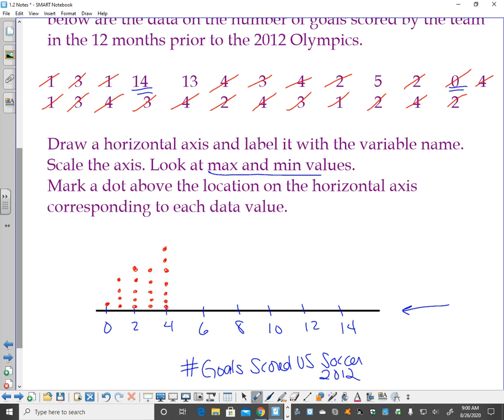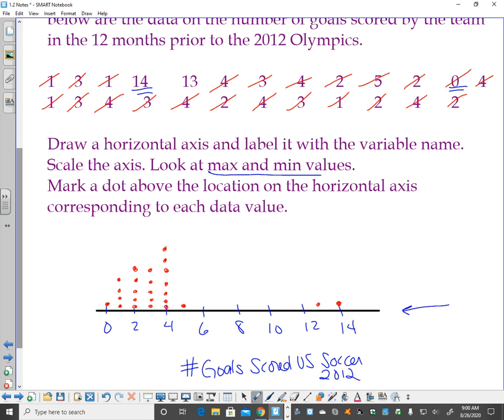5s. Let me just make sure. Yep, just 1. Okay. Let's see. I think the only thing that's left is the 13 and the 14. All right, ladies and gentlemen, there's your dot plot.